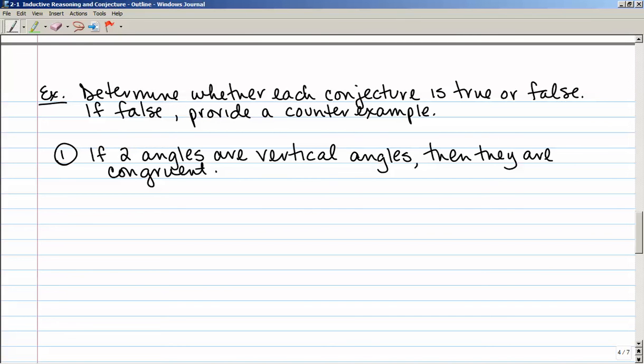Number 1, if two angles are vertical angles, then they are congruent. Well, what we know about vertical angles is that those are the angles that are formed when lines intersect, and angles 1 and 2 would be vertical angles, and they are indeed congruent. We learned that in the last chapter. So that's actually a true conjecture. So no need to provide a counterexample.